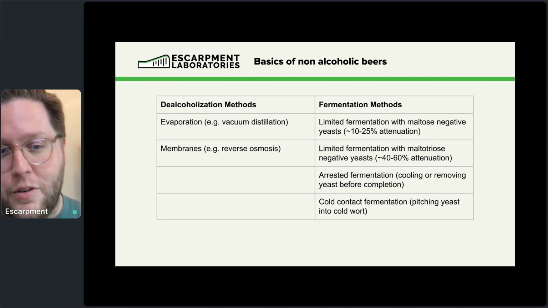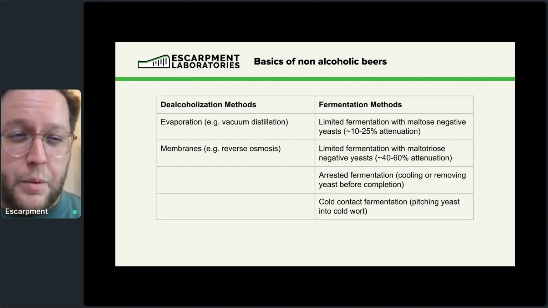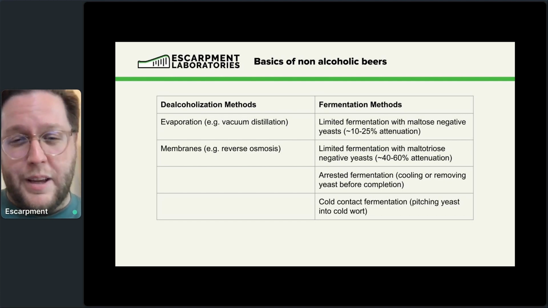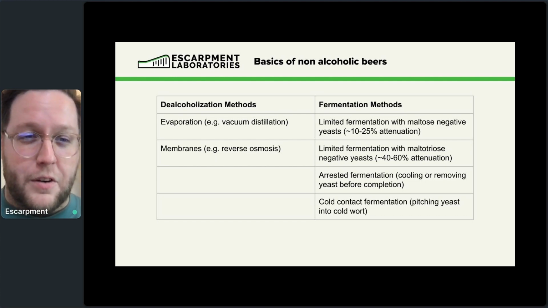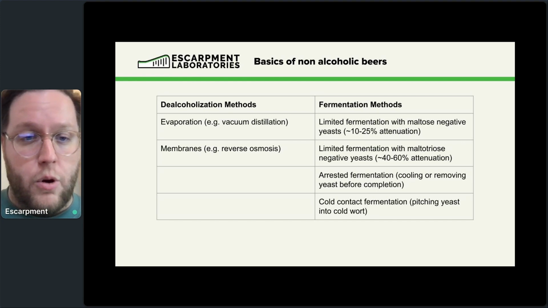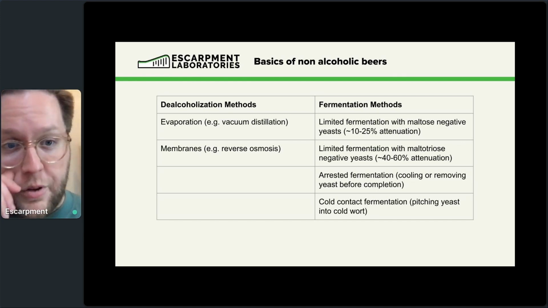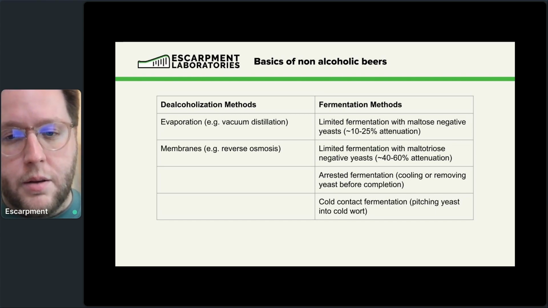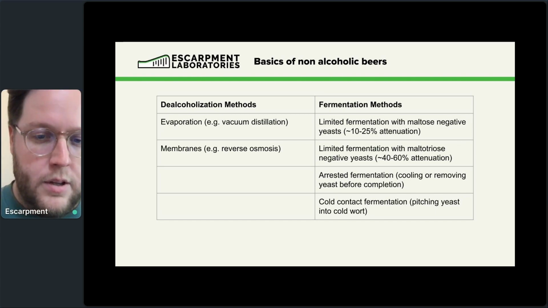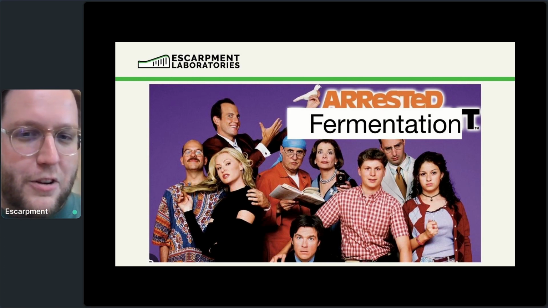Cold contact fermentation is another method. It's really funny. You basically just wave the yeast at your wort and you call it beer. There's not really any fermentation here. It's really just pitching yeast into cold wort and achieving a small amount of alcohol or no alcohol, but likely transferring some of those beneficial yeast flavors into that non-alcoholic beer. So yeah, I couldn't come up with any memes for any of the other techniques, but arrested fermentation gets one here.